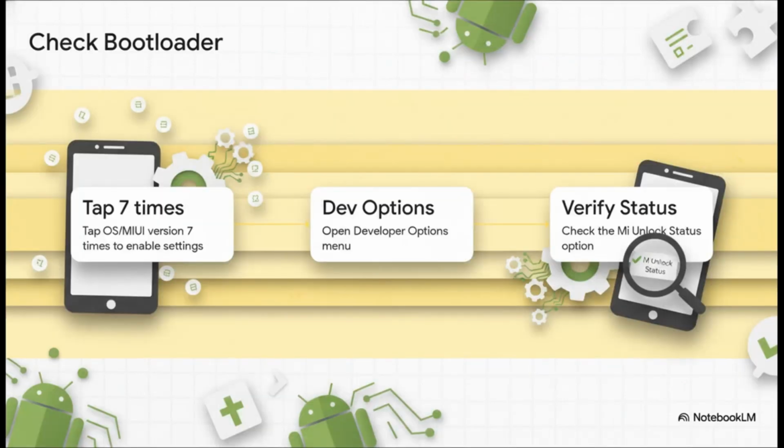To make sure your tablet is completely ready, we need to check that bootloader status. Just tap your OS or MIUI version 7 times to unlock developer options. Once you're in there, look for My Unlock Status. If it's not unlocked yet, you'll have to tackle that first with a separate guide, but these steps right here will confirm when you are officially cleared for takeoff.